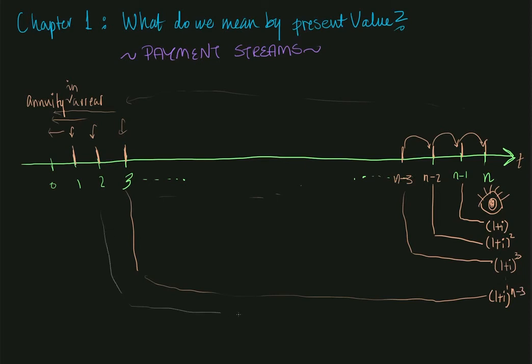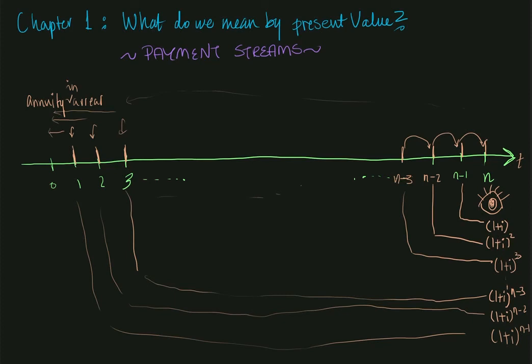And the same goes for the single payment at time 2. So it's 1 plus I to the n minus 2, and 1 plus I to the n minus 1. Okay, so now what we can do is we have the time n value of all of these payments, and then we can just sum them all together again. So this is why payment streams are nice.